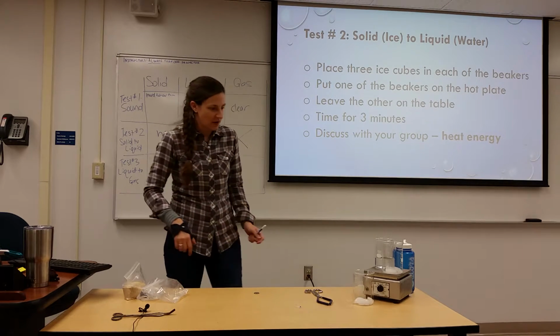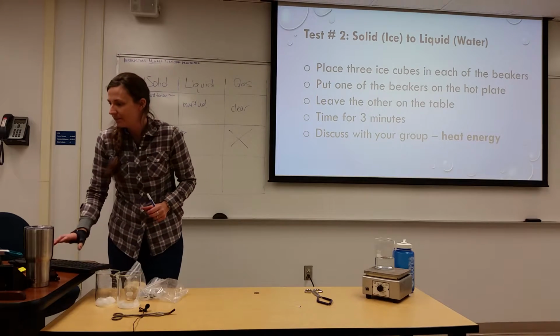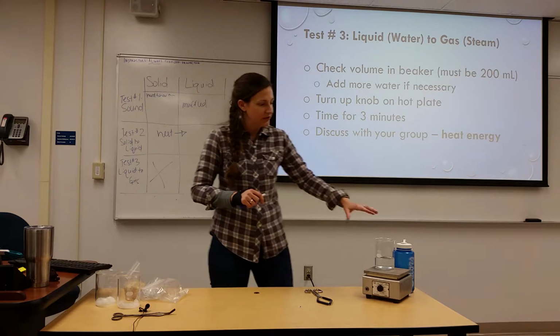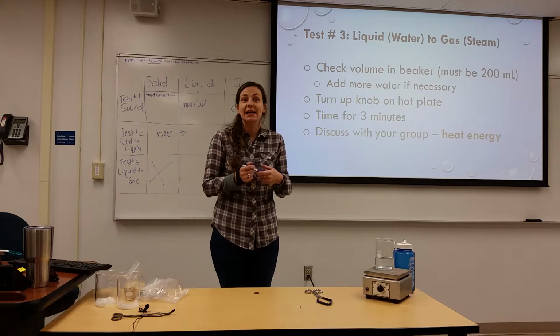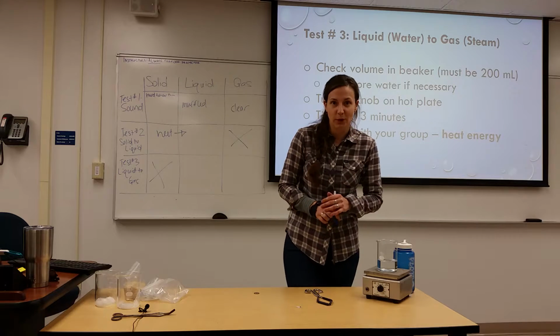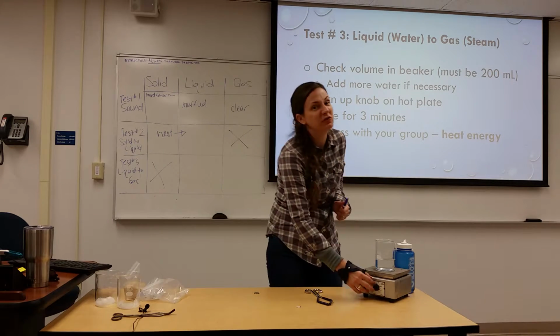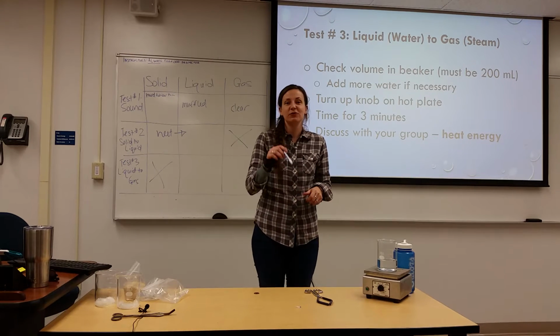Okay, so for our next test, we're going to take the liquid water, which has been heating up on your hot plate before you got here, and we're going to create steam. That is going to be taking the liquid to a gas form. Right now you have your hot plate set at about 350. What I want you to do is go ahead and crank them all the way up, and we're going to, again, set our timers for 3 minutes.